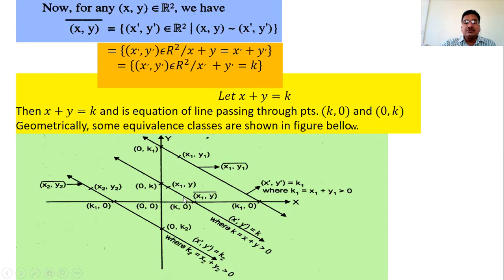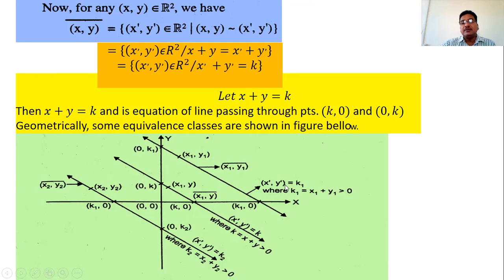Here is the (k, 0) and here is the (0, k) point, and we join these two points by a straight line. So this is the equivalence class of this element (x, y). That is, the equivalence class of (x, y) is the straight line passing through the points (k, 0) and (0, k). So this is the equivalence class.